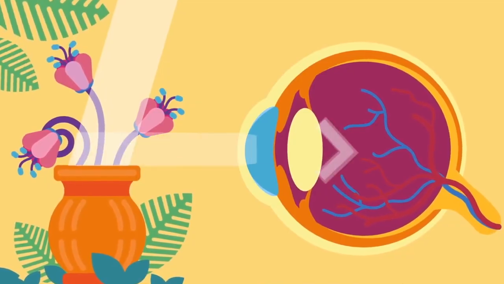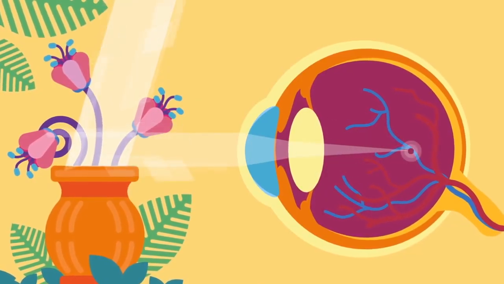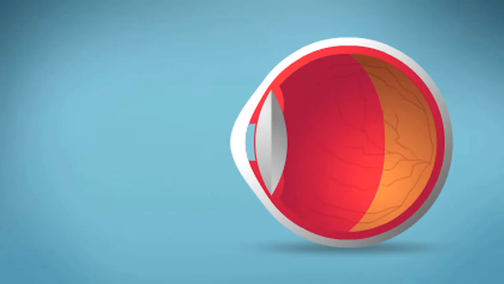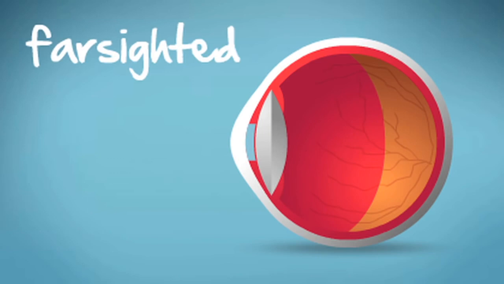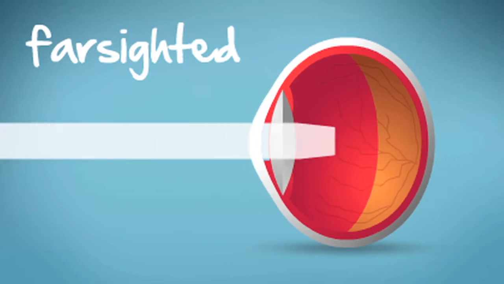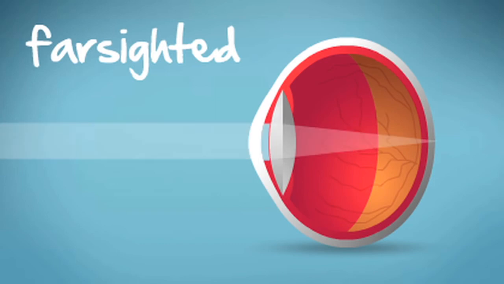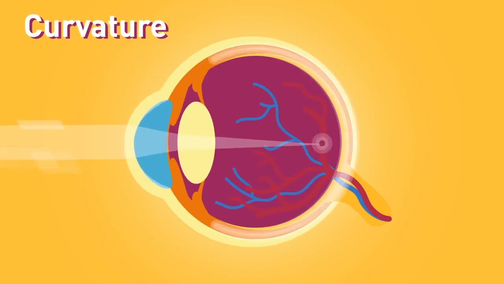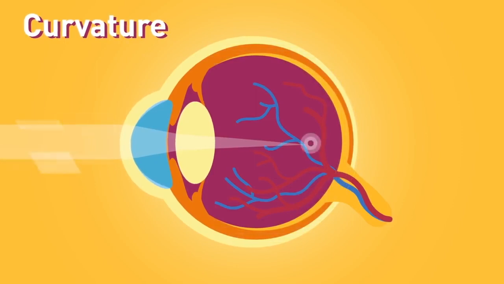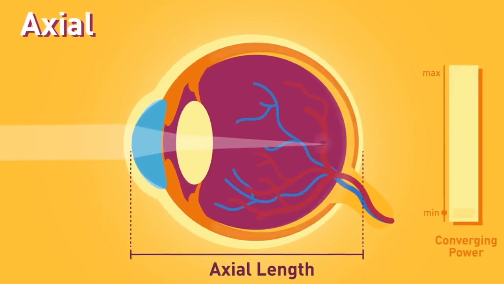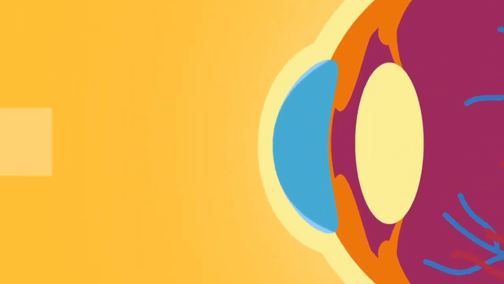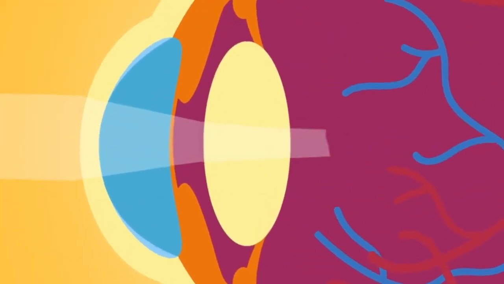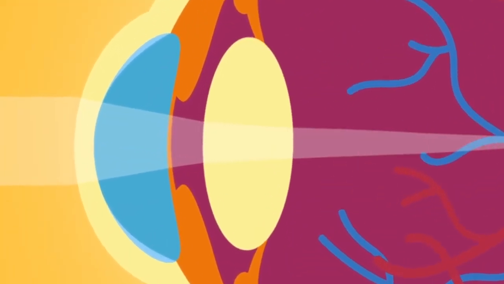In myopia, the reflected light is hitting the retina in front of where it should be, causing a distortion in vision at far distances. In hyperopia, the reflected light is hitting the retina behind where it should be, causing a distortion at close distances. These problems in vision are due to the following: the curvature of the eye, the length of the eye from the very front to the retina, the refractive index or the ability to focus light, and the placement of the lens within the eye.